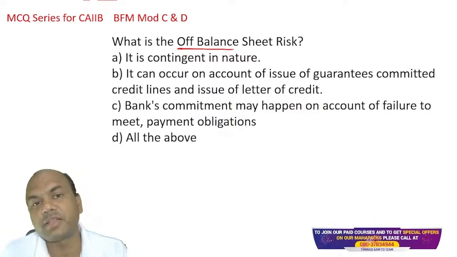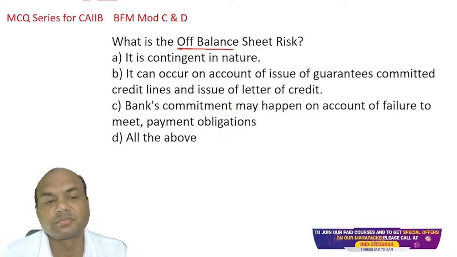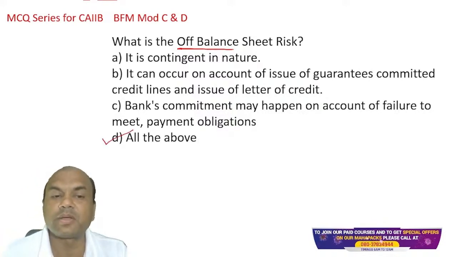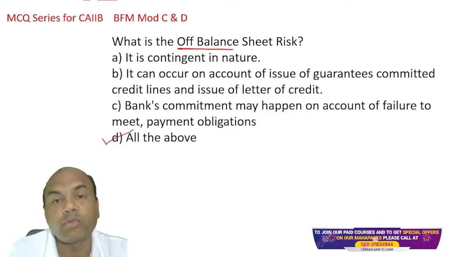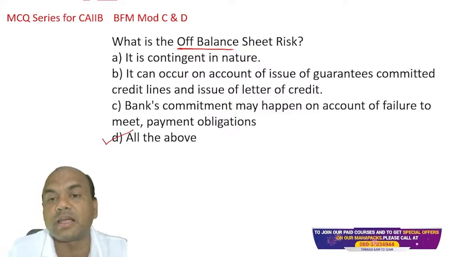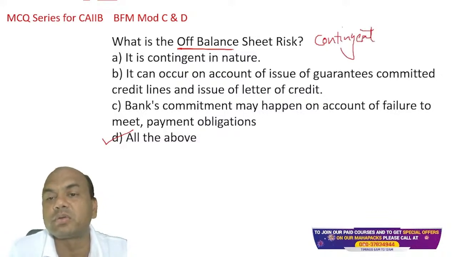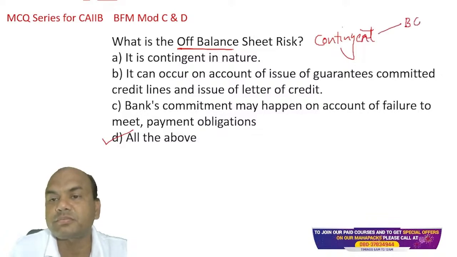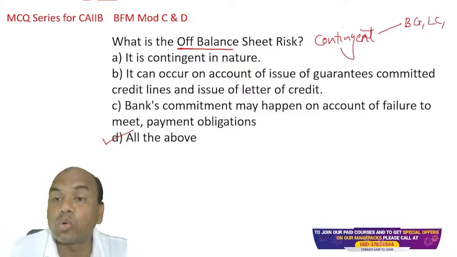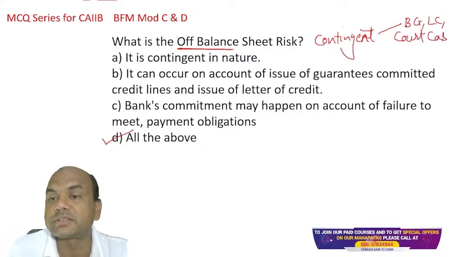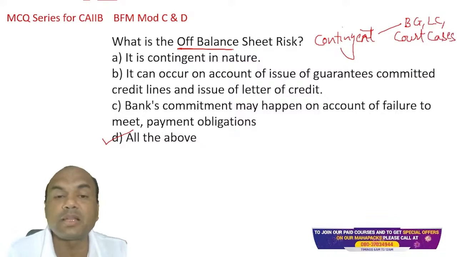The answer is D, all of these. All of the above. Remember, off balance sheet means what? Which is not shown in the balance sheet. What is not shown in the balance sheet? Contingent liabilities are not shown in the balance sheet. Now, what do contingent liabilities include? Contingent liabilities include bank guarantee, BG, LC, court cases. Court cases are also contingent liabilities. So these are the three main contingent liabilities.